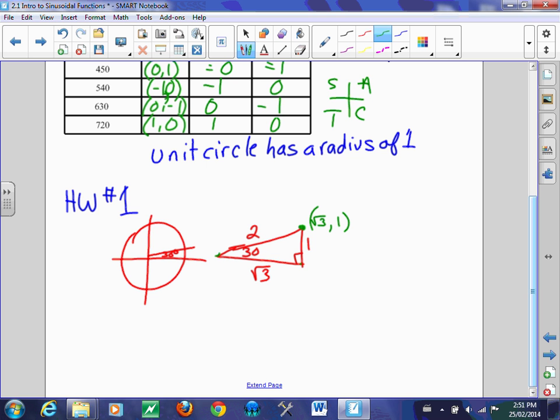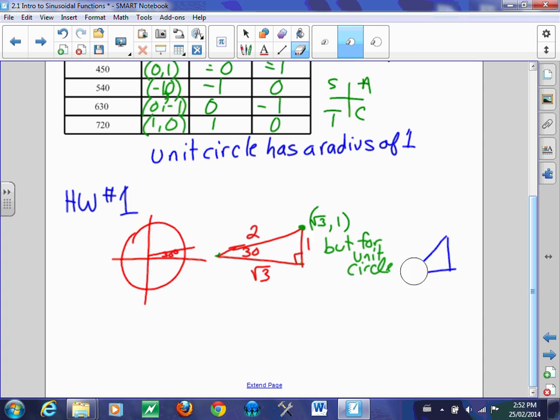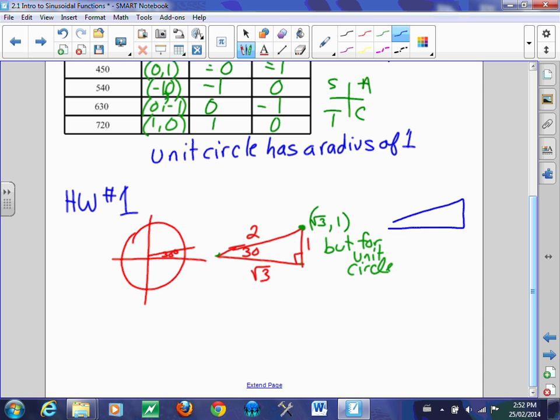However, this is not a unit circle, so you have to transfer it to a unit circle. So for the unit circle, we've got to do a little bit of adjustments here. And sorry, I just drew that a little too large. Okay, so for the unit circle, ladies and gentlemen, let's try that again. Here we go. So what we need to do is remember we got 30 degrees here, okay?